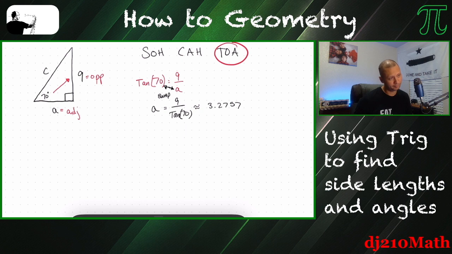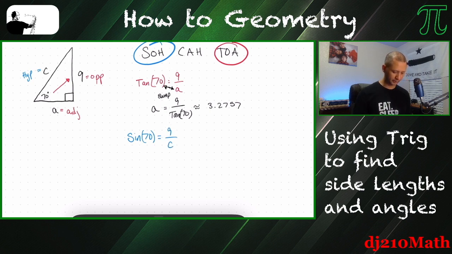Okay, solve for little c. Little c, which is the hypotenuse, in reference to 70, again, the opposite side. And now we have the hypotenuse. So opposite over hypotenuse, this is definitely sine. So sine 70 is equal to opposite, which is 9, over little c.